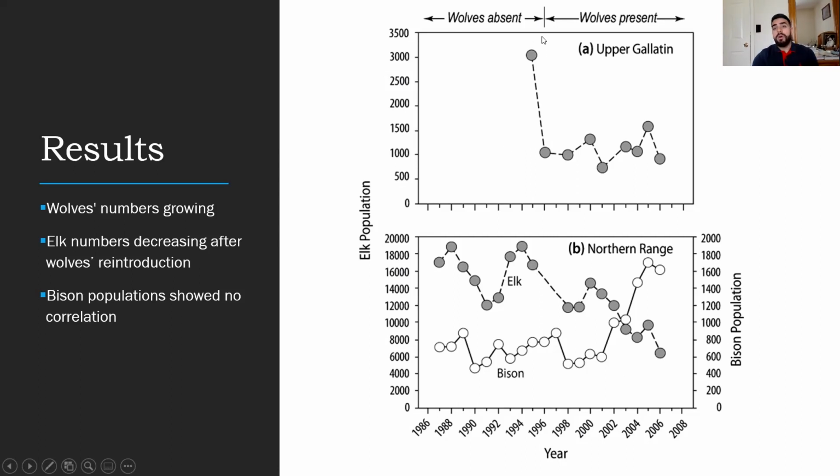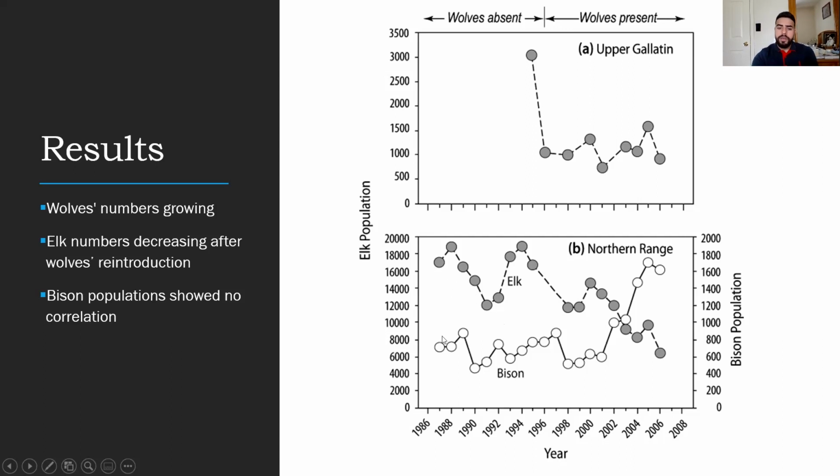Another thing is that the graph is split into two halves. On the left side, you have wolves' absence, and on the right side, you have wolves' presence. So in the Upper Gallatin, you can see that the elk population was around 3,000 before, when wolves were absent. And then when wolves were reintroduced, you see a dramatic decrease instantly to about 1,000, where it stayed consistently throughout the years.